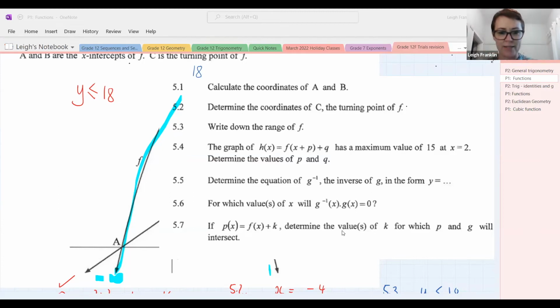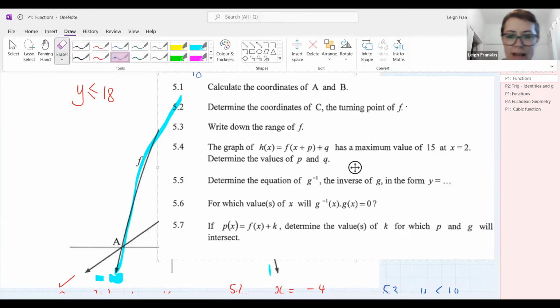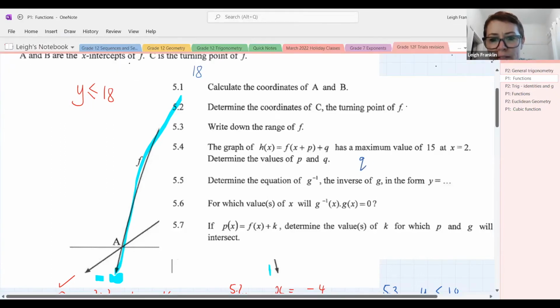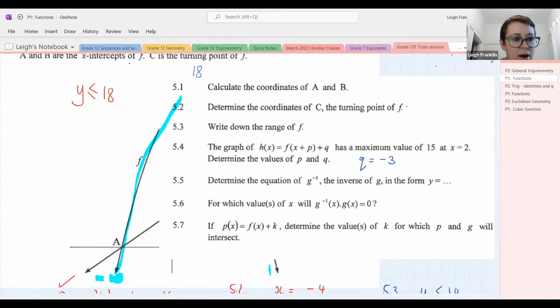So we know what the value of Q is. All right, the value of Q, in this case, Q is equal to -3. Okay, awesome. Because we had our turning point at 1 and 18, and now it's come to 2 and 15, quite right. So here we've gone down by 3.